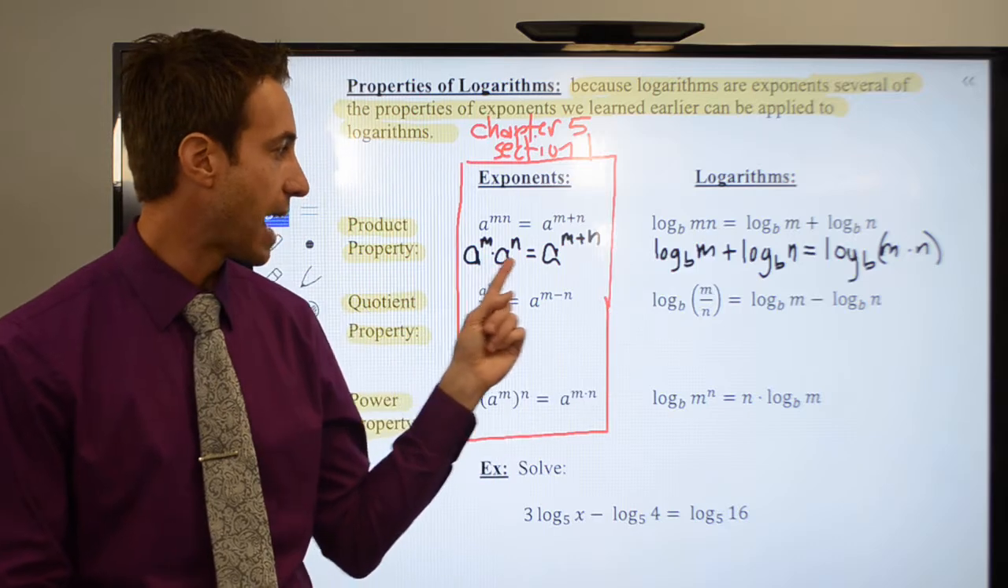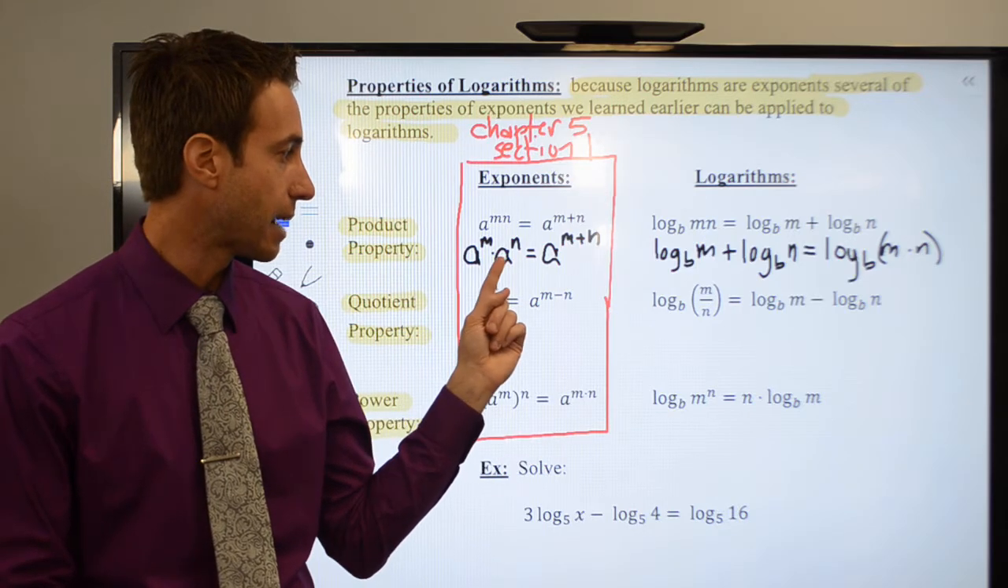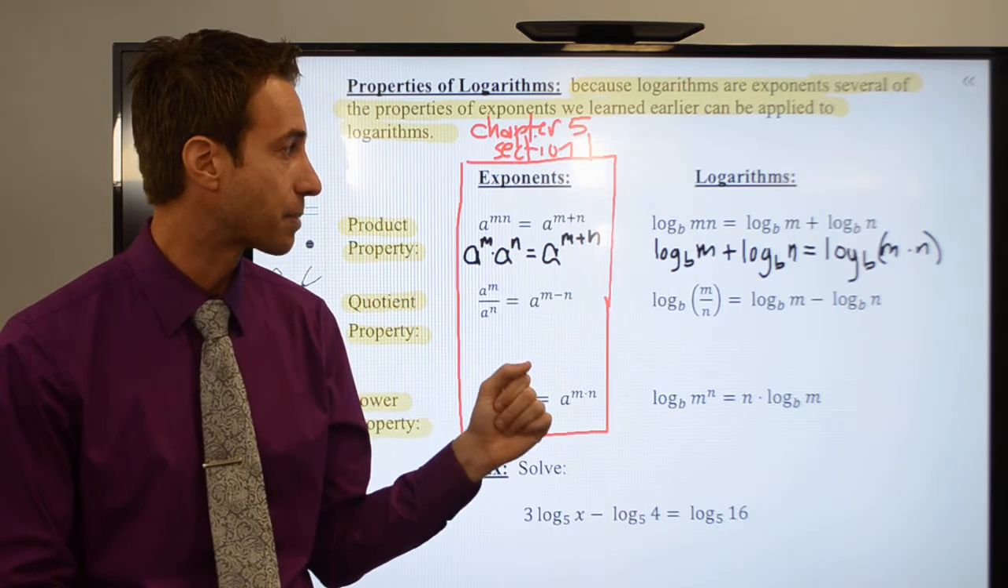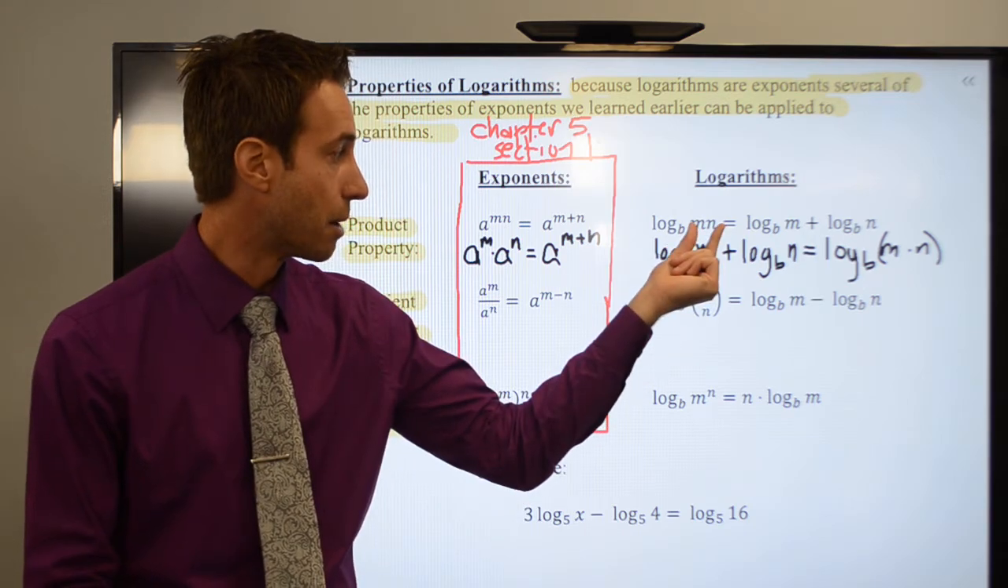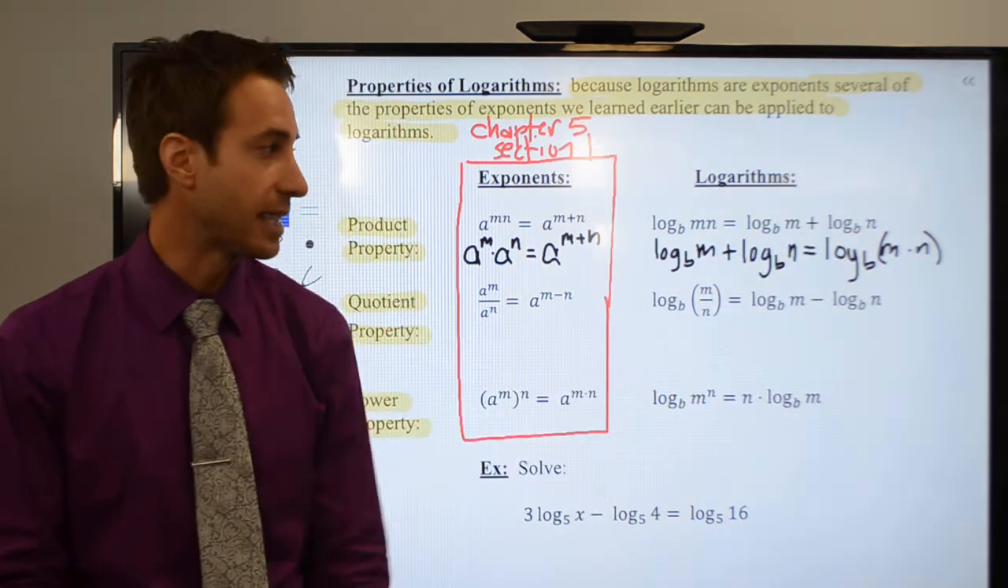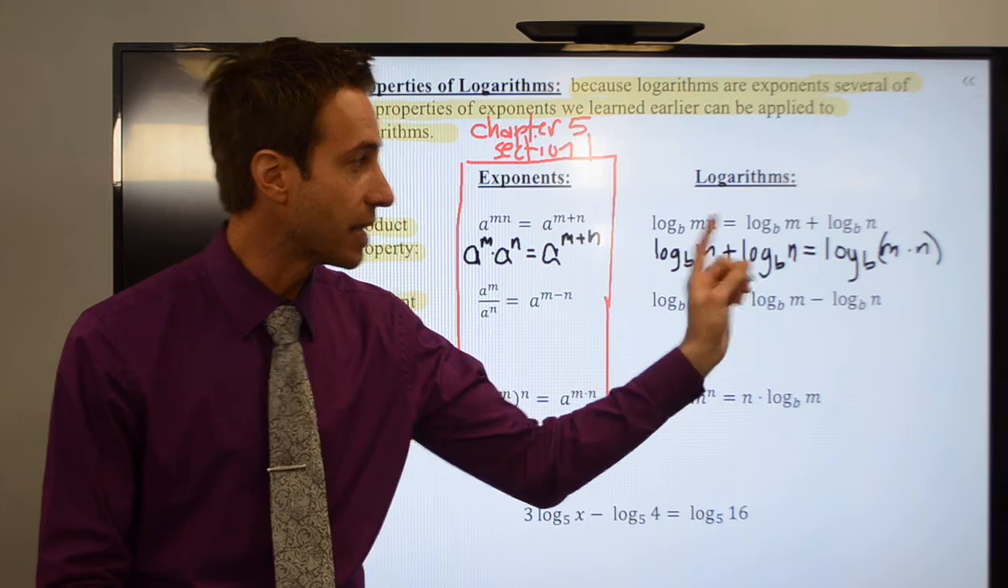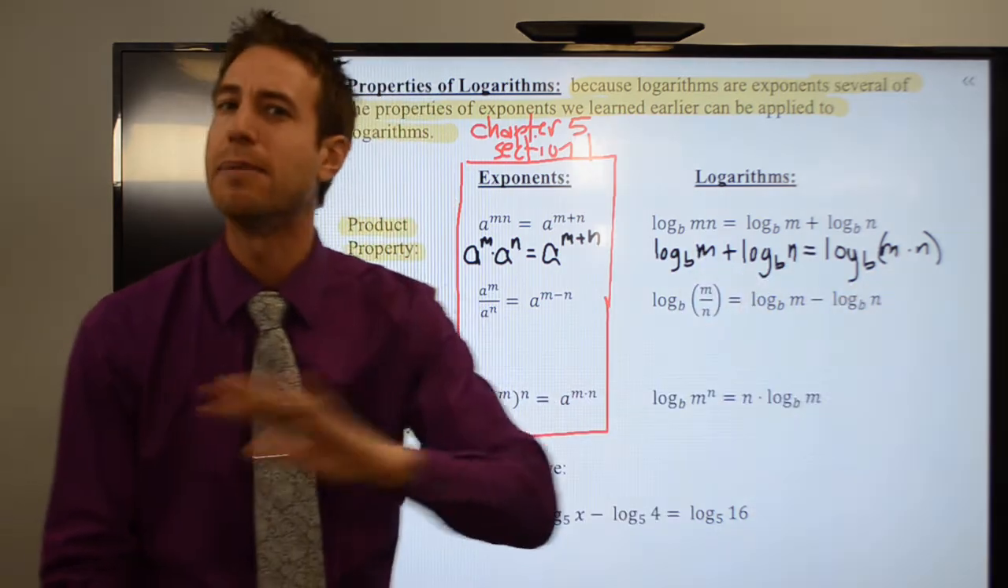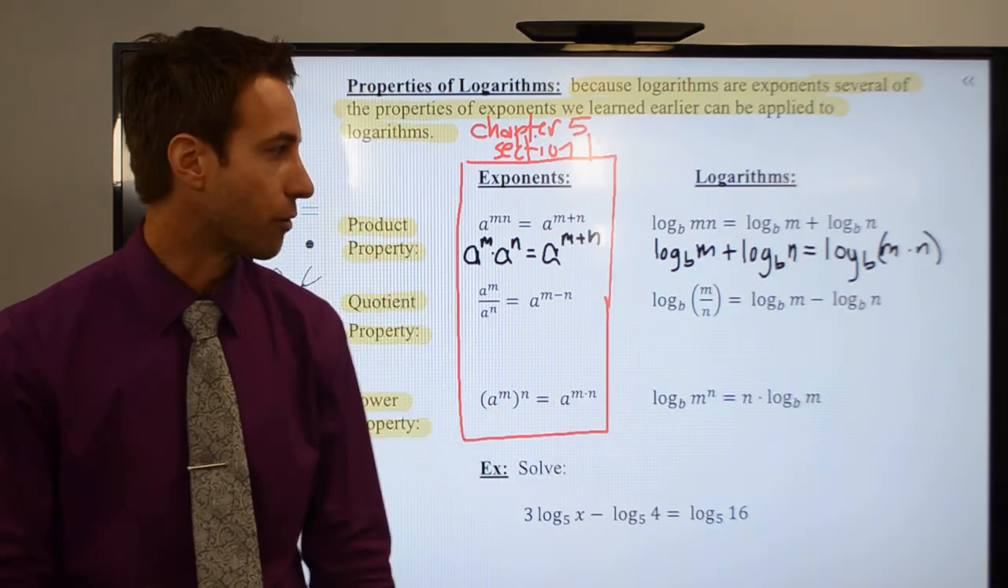Same base, a times a, right? A and a, same base. Then you add the exponents. I have the same base. They're multiplied, so you would add the exponents, right? Or if I give you this and ask you to go the other direction, you need to be able to go both ways, and we'll do several example problems.